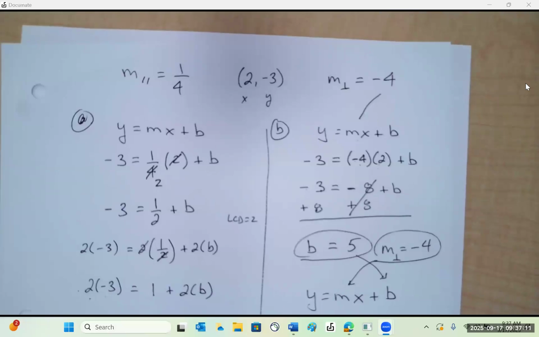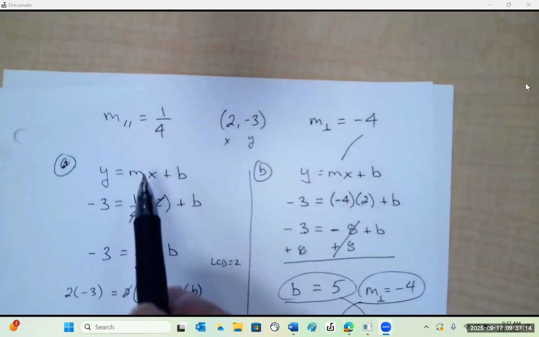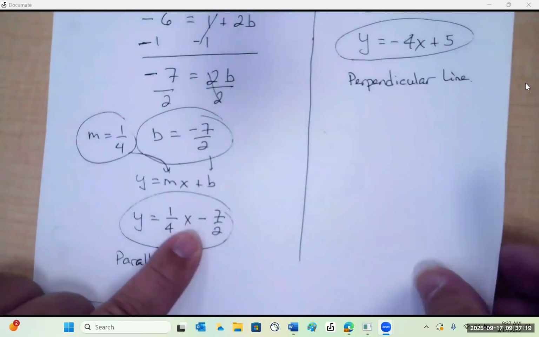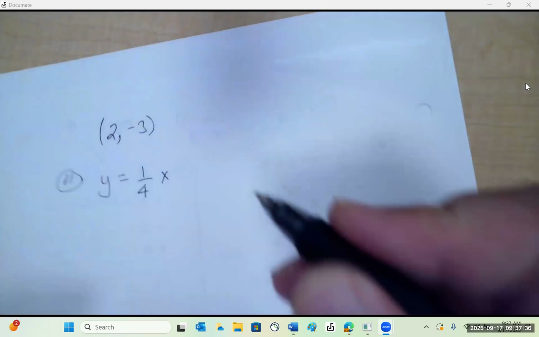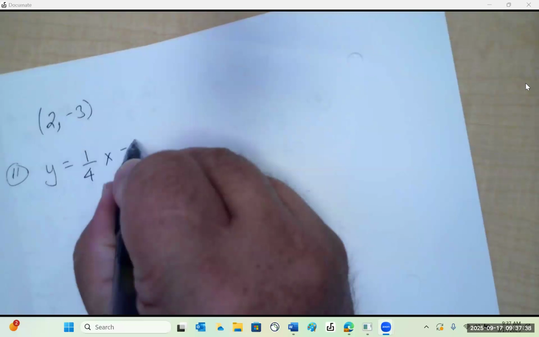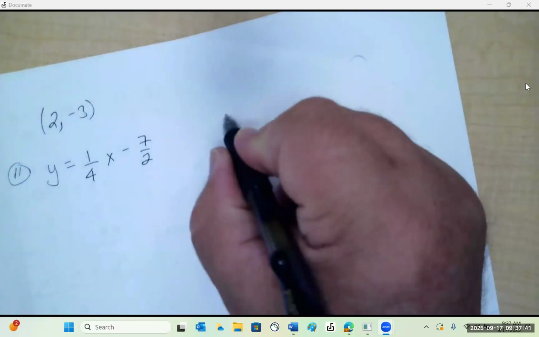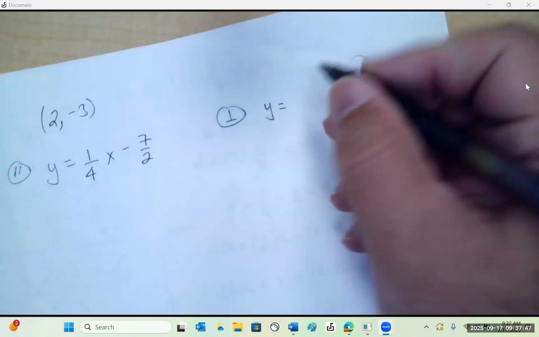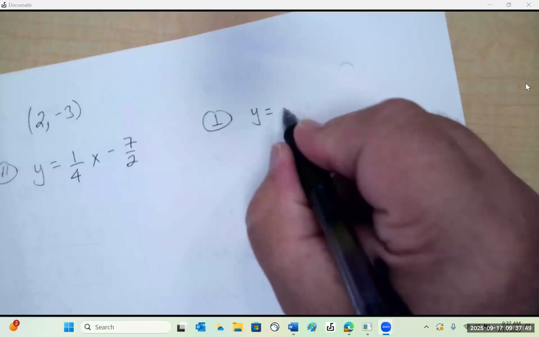Any questions? How do we know that this point is on these lines? The point was 2, -3. And the first line, the parallel one, was y equals 1/4 x minus 7/2. And the perpendicular one was y equals -4x plus 5.